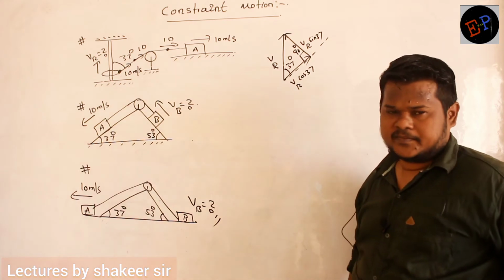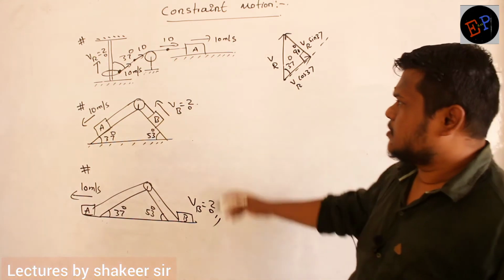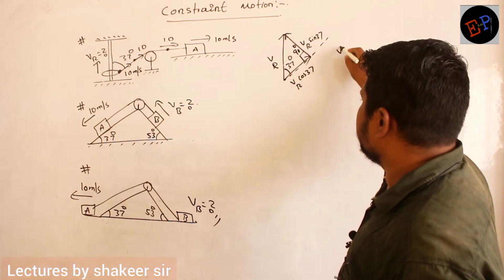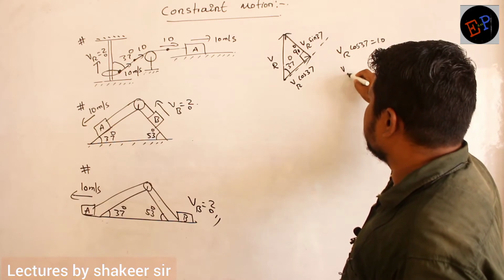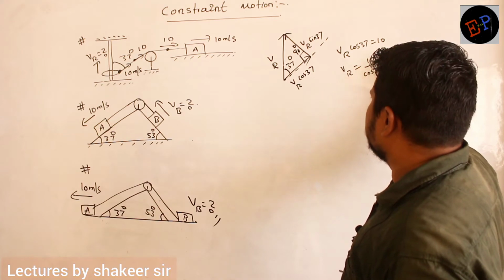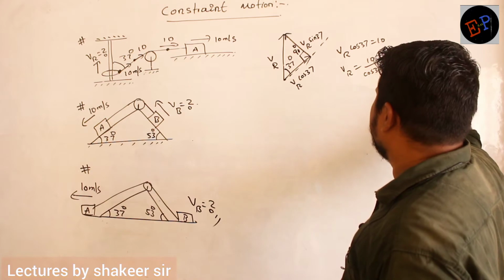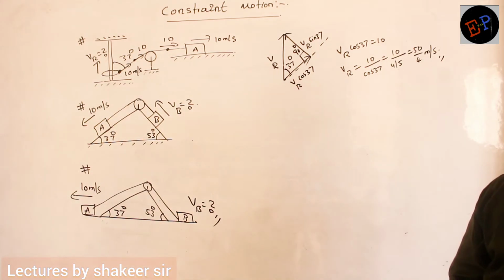Are you able to understand? So VR cos 37 is in which direction? In the direction of the rope. Rope speed is 10. So definitely I can say VR cos 37 is nothing but 10. So VR is equal to 10 by cos 37. Cos 37 value is 4 by 5, so it is 50 by 4 meter per second. That is my answer. Have you understood?